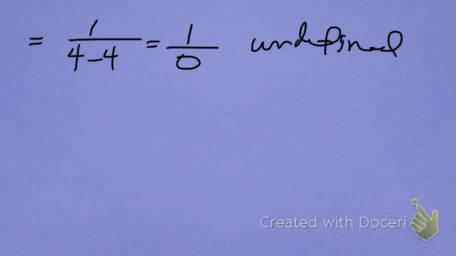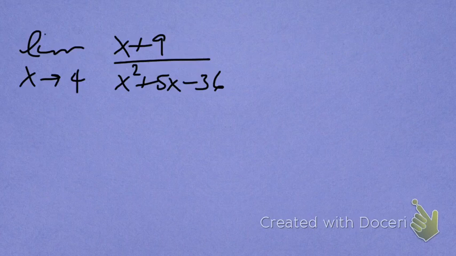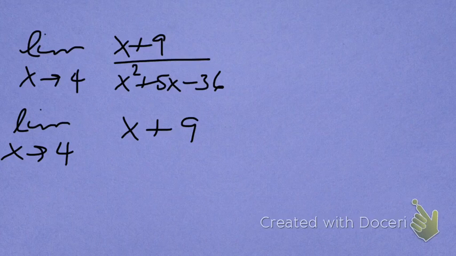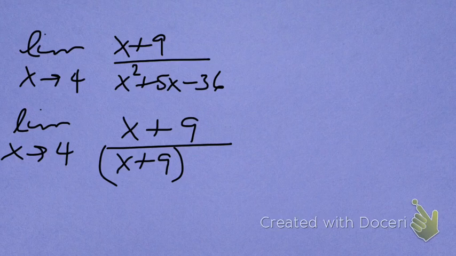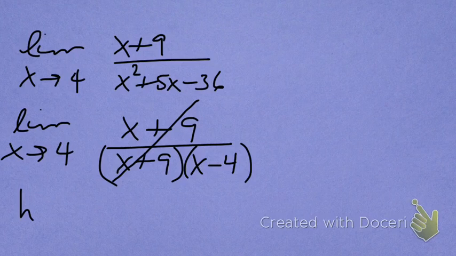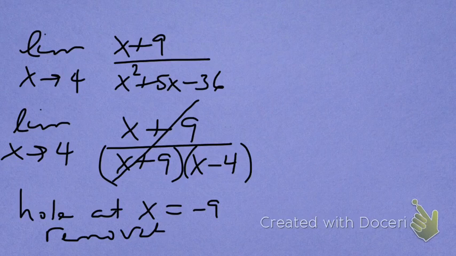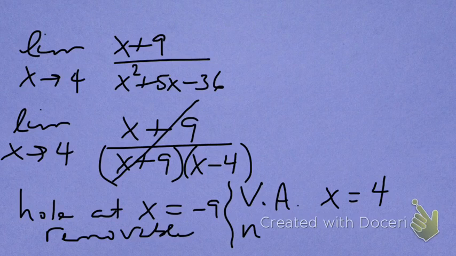Now let's think about that original function. Now this is what we started with. We were able to factor the bottom into x plus 9 and x take away 4. We had this repeated factor. That means that if we were looking at the graph, we would have a hole at x equals -9. That would be removable. We also find that we've got a vertical asymptote, that's a boundary, at x equals 4, and that is not removable.